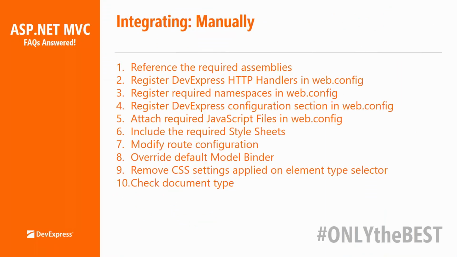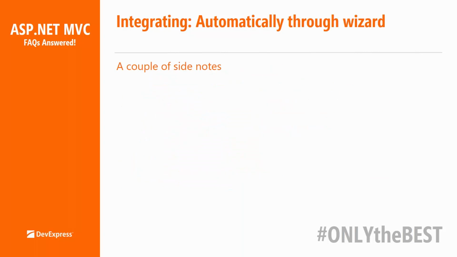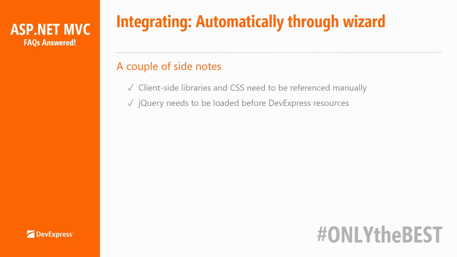except for the document type. So point 10, it's not going to do that. And a couple of things are also mentioned in the side notes here. The client-side libraries and the CSS from DevExpress need to be referenced somewhere. I'll talk about that once the wizard has finished.